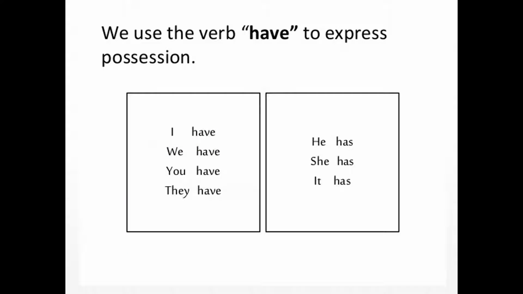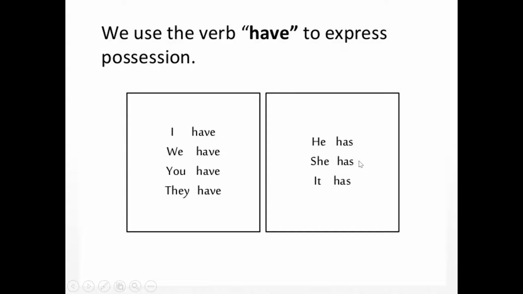So first, let's study the verb have. We use the verb have to express possession. The word possession here means something that belongs to you. We use the verb have with the four subjects as you see in the picture: I, we, you, they. I have, we have, you have, and they have.